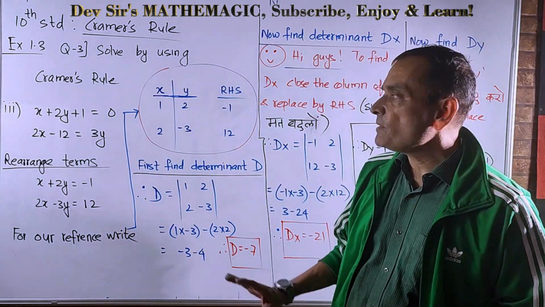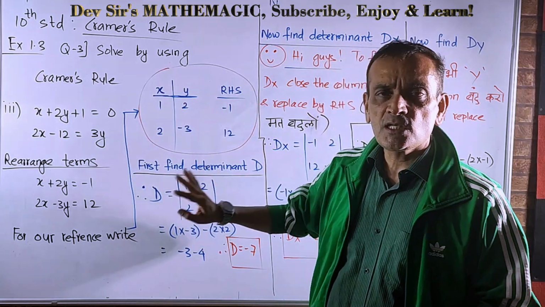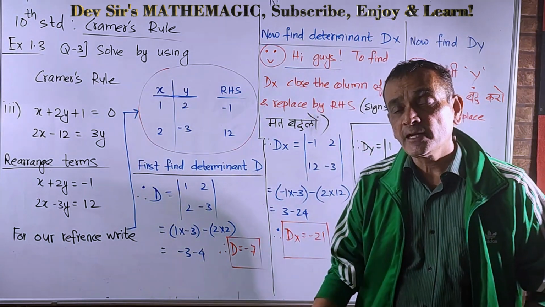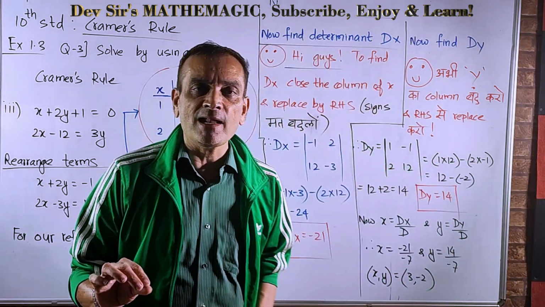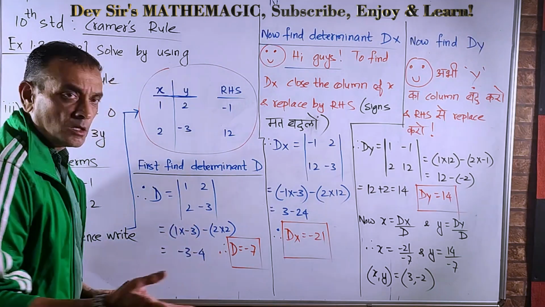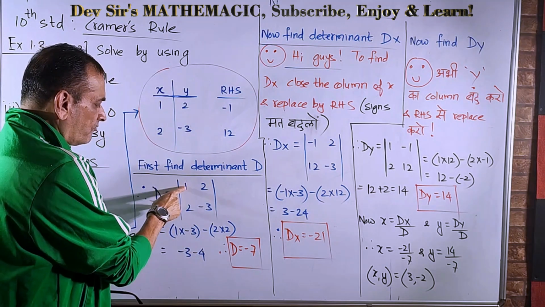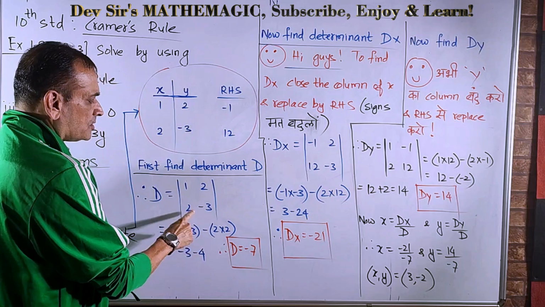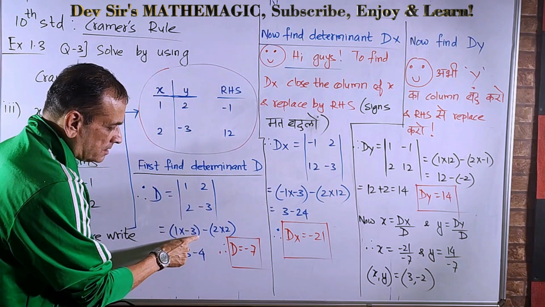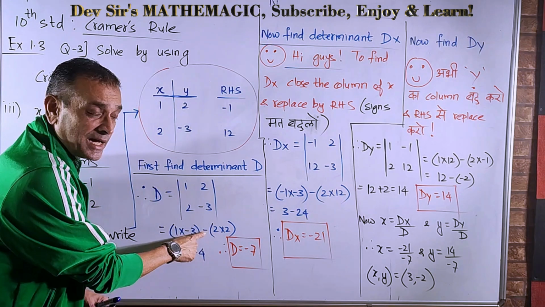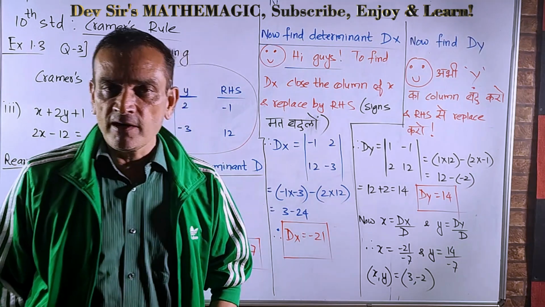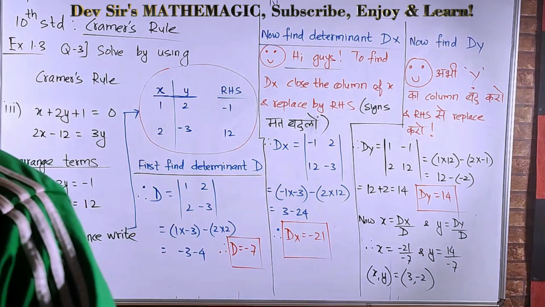So determinant D means don't look at x and y. Just take the numbers 1, 2, 2, minus 3. Solve the determinant. Remember, every determinant has a value. So how do you find that value? We have seen the other day how to solve: 1 into minus 3, minus 2 into 2. First, you have to take a bracket, in between a minus sign, 2 into 2. Come on, write it down. Those who have not written, please write. I'll wait for a minute. Write it and find the value.